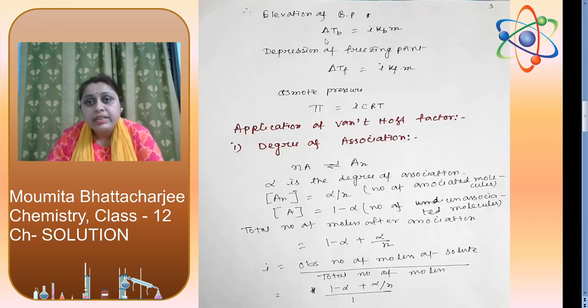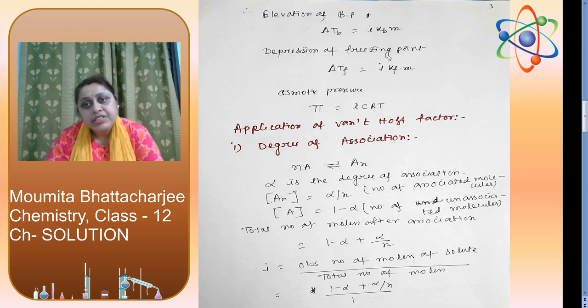Next, we know delta Tb equals Kb into m, where delta Tb is the elevation of boiling point. This is the difference of boiling point before the mixing and after the mixing. Here Kb is called the ebullioscopic constant, m is molality. But if we have a solute which is undergoing association or dissociation, we have to add i. So the new equation will be delta Tb equals i Kb into m, where i is the Van't Hoff factor.